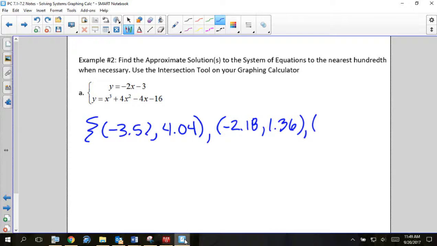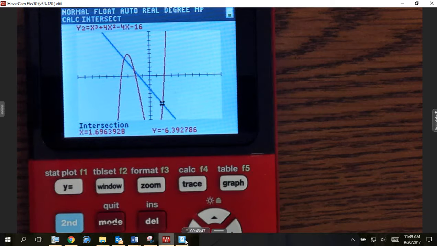1.70. Negative, I already forgot. What is it? 6.39.